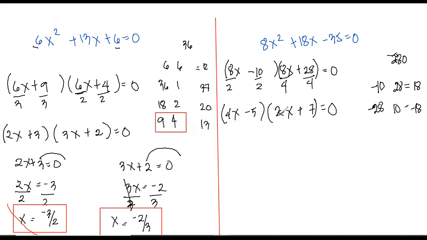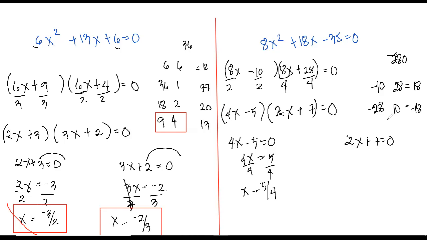Then 4x minus 5 times 2x plus 7 is equal to 0 is the factorization of 8x squared plus 18x minus 35 is equal to 0. Now let's equate each factor to 0: 4x minus 5 is equal to 0 and 2x plus 7 is equal to 0. Transpose negative 5 to the right side of the equation, so we have 4x is equal to positive 5. Then divide both sides by 4. The first solution is 5 over 4.